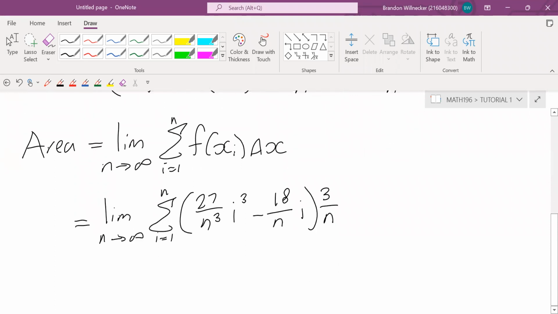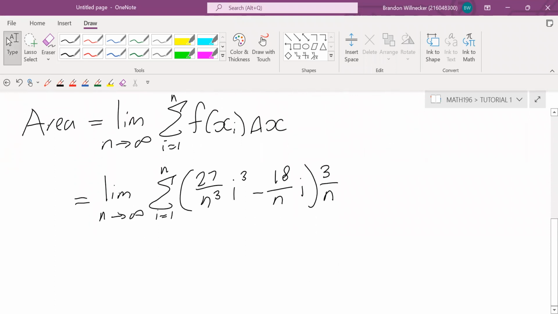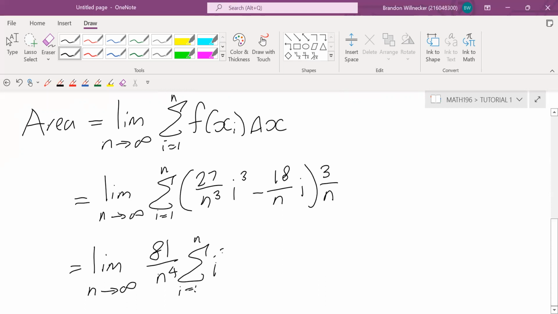Okay, we don't want to forget that on the end. Okay, so now we can multiply everything through and separate out the sum. So this will be the limit as n goes to infinity. Okay, so 27 times 3, that's going to be 81. N cubed times n, that's going to be n to the 4. So we get 81 over n to the 4. And then the sum from i equals 1 to n of r cubed.